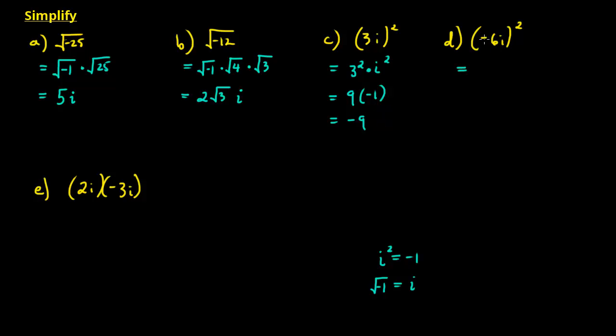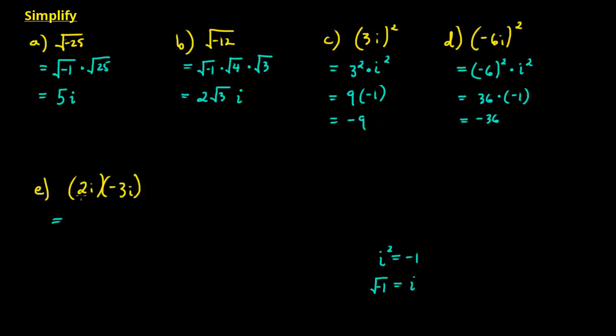In the next example, I've got negative 6i squared. So again, this square, or this exponent, applies to both factors in the bracket. I've got a factor of negative 6 and a factor of i. So this is equal to negative 6 squared times i squared. Now, negative 6 squared is 36, and i squared is just negative 1. So I've got 36 times negative 1. Well, 36 times negative 1 is negative 36.